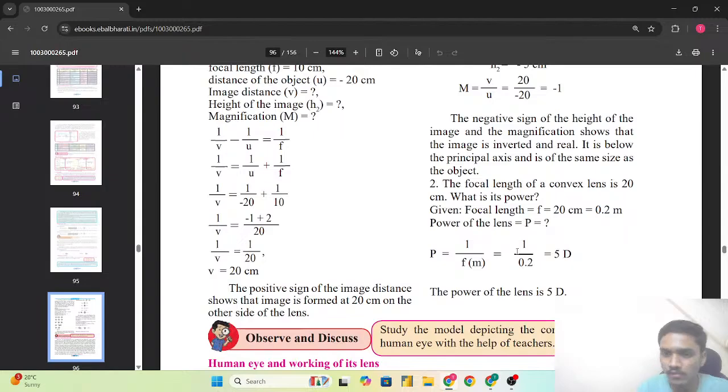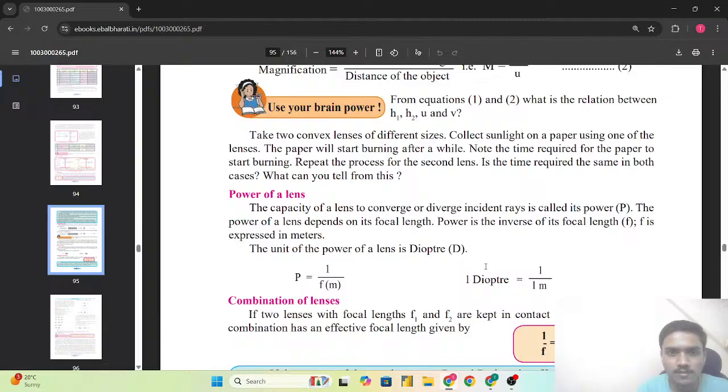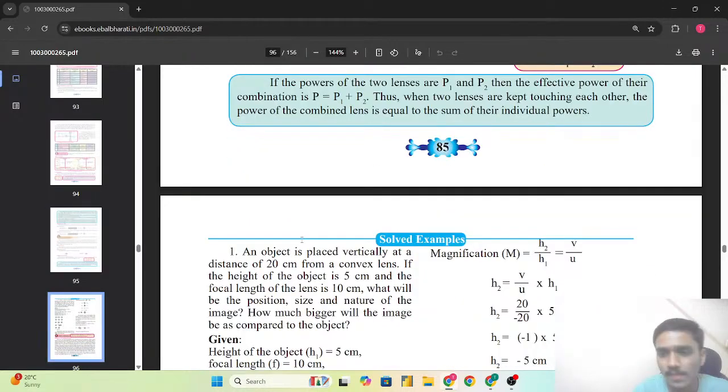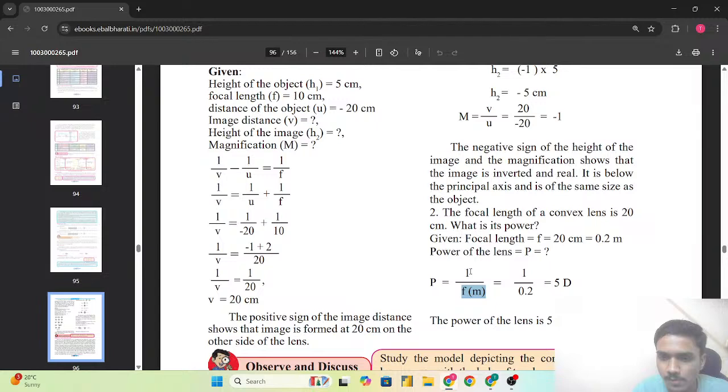So as it is given, the focal length should be in meter, as the formula states that the focal length should be in meter. So power is equals to 1 upon focal length in meter, which is equals to 1 upon 0.2, which is equals to 5 diopter. So the power of the lens is 5 diopter.